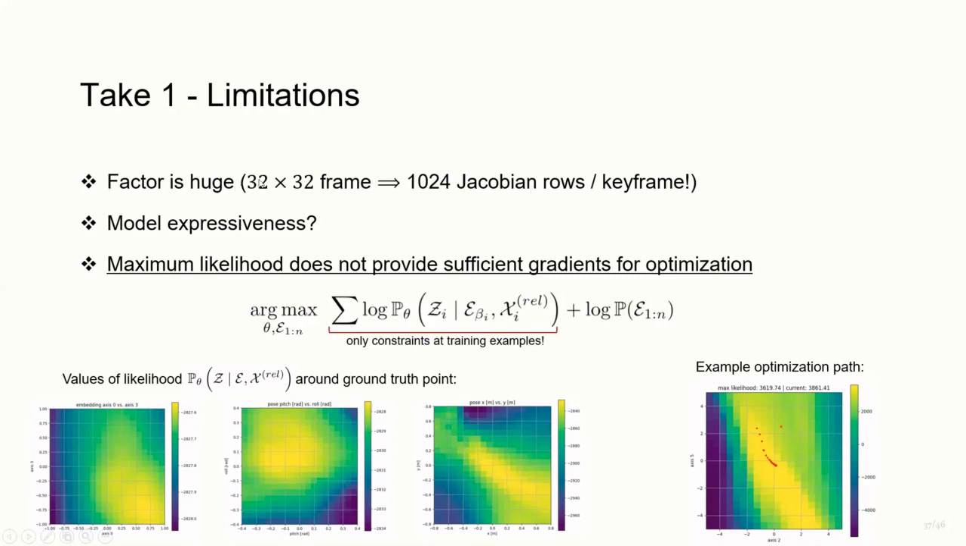And another problem in this initial formulation is that the factor is huge because we're predicting the whole frames. So it means that the Jacobian is around 1,000 by 20. It's a huge Jacobian.